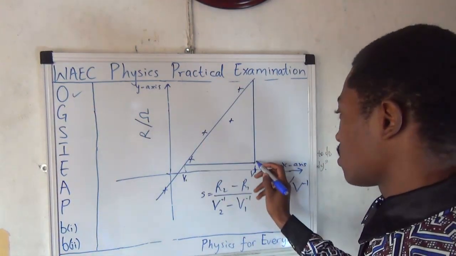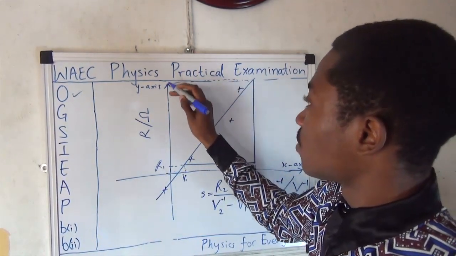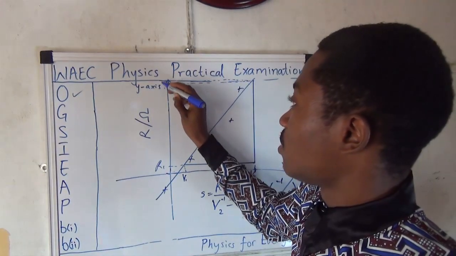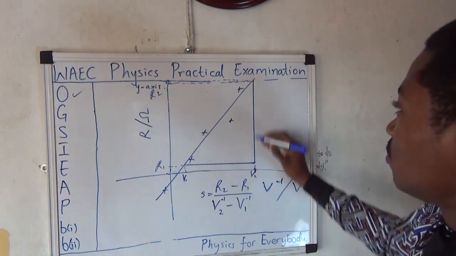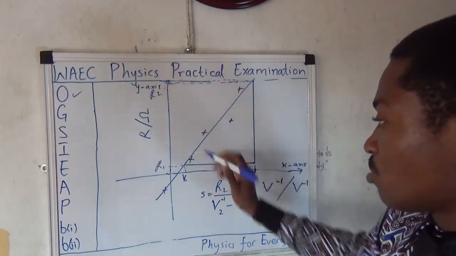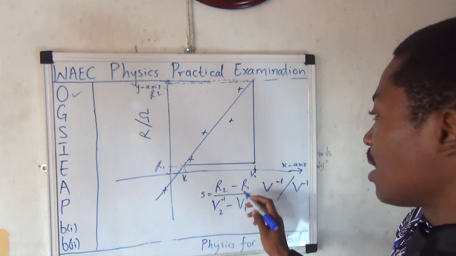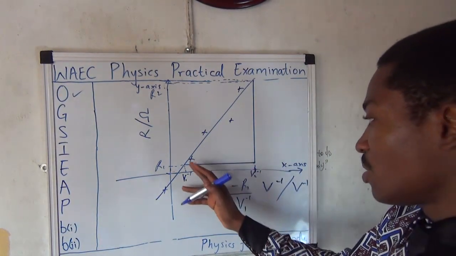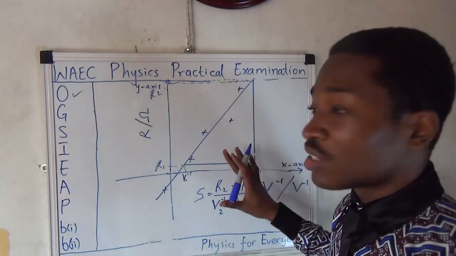Now on the R axis, your value here is your R1. Your value here is your R2. So when you calculate your slope, you know your graph paper will be calibrated. The value you have here, your R2, minus the value you have here, divided by the value here, V2 inverse, minus the value here, V1 inverse. This is how you write your slope. S is equal to this. Whatever you have plotted, that is what you write for your slope.